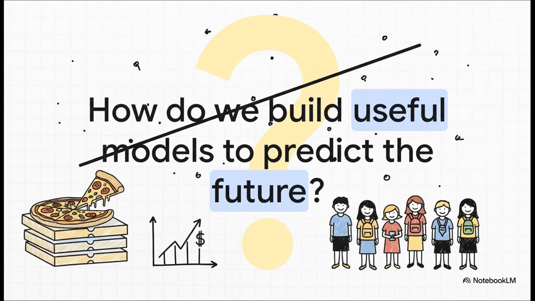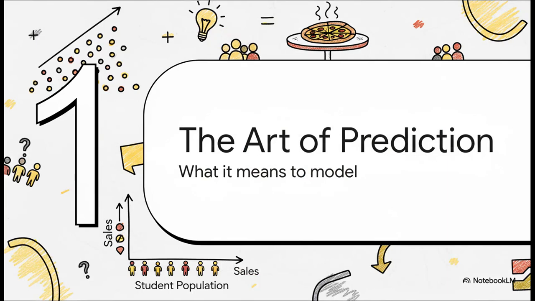So that really is the big question, isn't it? How do we take all this messy data and turn it into something clear, something that can actually help us predict what's coming next? Well, the very first step is just understanding what we even mean by the word model. When we talk about modeling something, all we're really doing is creating a simplified version of it. And you know what? It's a skill we all use every single day, probably without even realizing we're doing it.